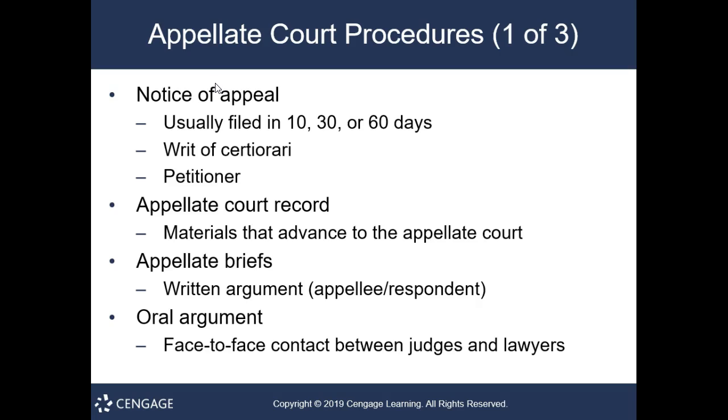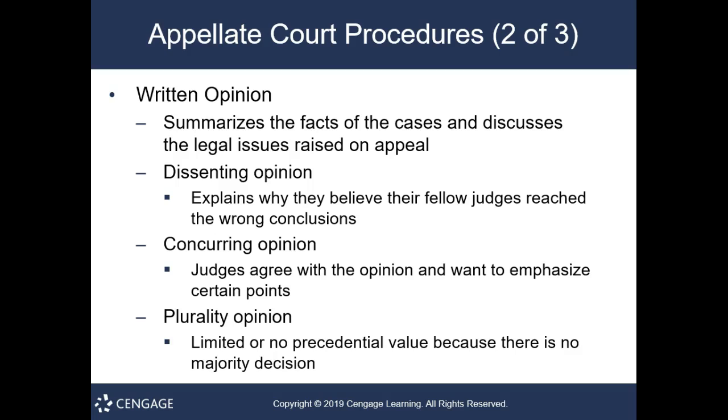Next will be oral argument. That's a face-to-face contact with the judges and the lawyers where they get a chance to actually talk to the judges about the case and make their arguments there orally. And then once that goes on, the appellate court will deliberate, and they will come up with a written opinion that summarizes the facts of the case and discusses the legal issues that were raised on appeal. There will be an opinion that decides the case. Either they're going to affirm it, they're going to reverse the case, or affirm parts of it and reverse other parts of it, as the case may be.